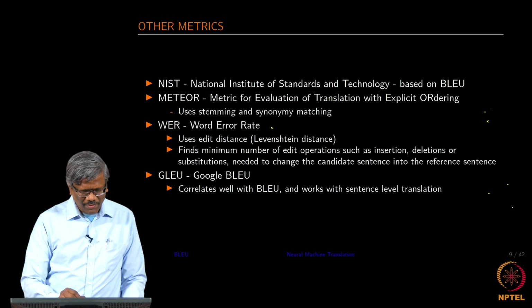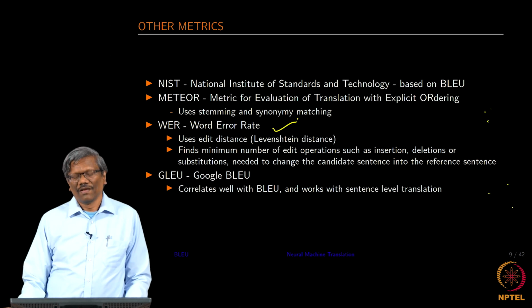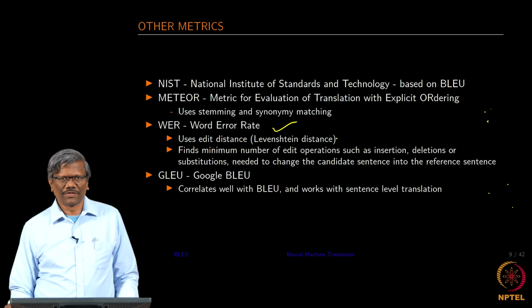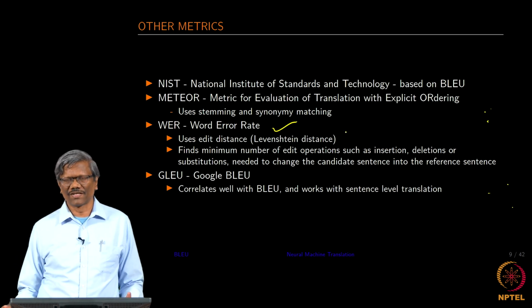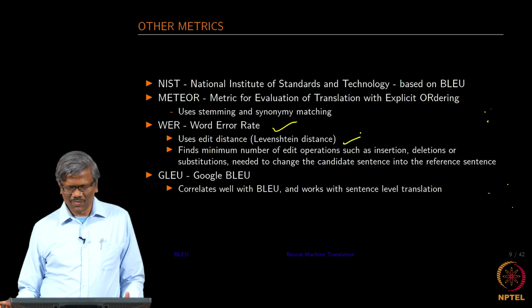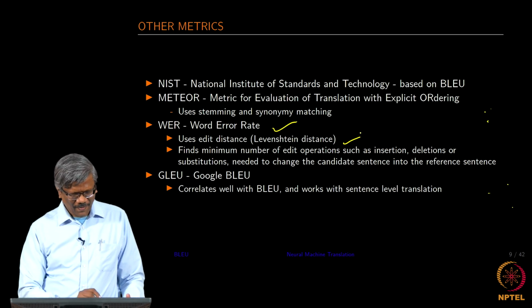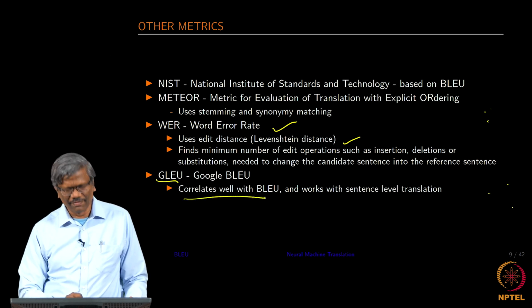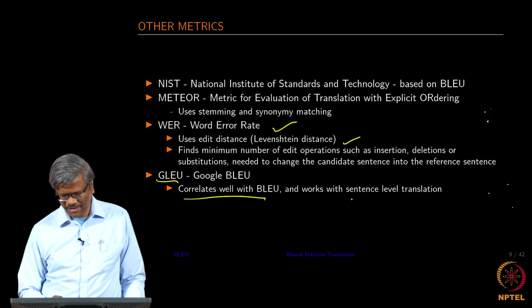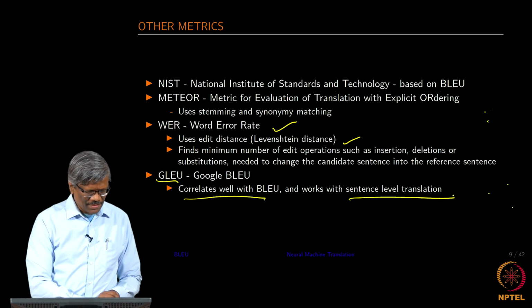Okay. And then there is one more standard called WER, word error rate. It uses edit distance. This edit distance was usually used to find spelling errors. So in this case, again, the same mechanism is used to find the distance between the translations. This gives you some score with respect to the candidate sentence and the reference sentence. Another one is Google BLEU. So this correlates very well with BLEU. It's very similar to BLEU, but it's used at the sentence level translation. All right.